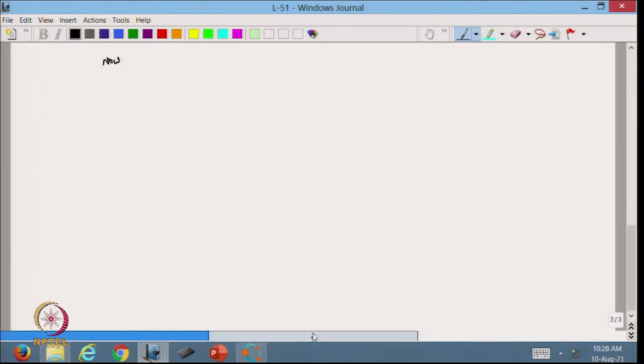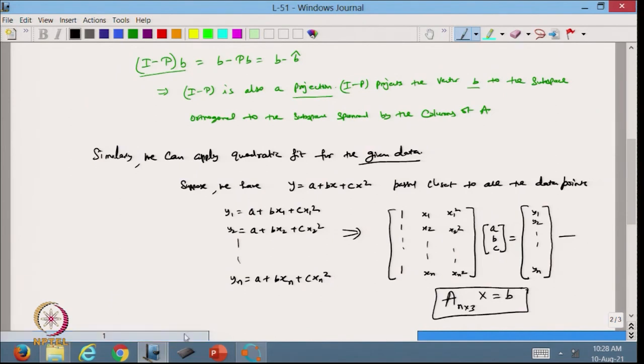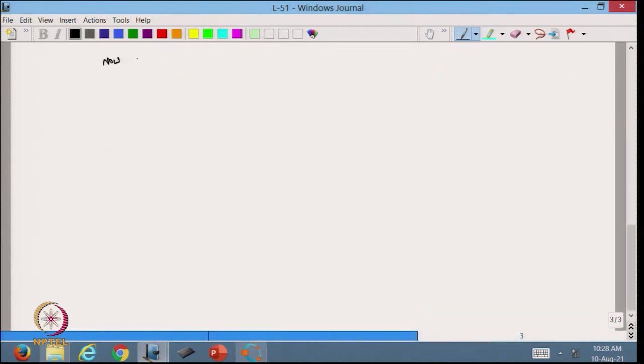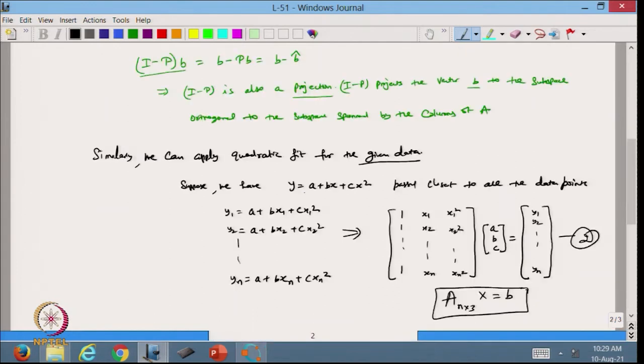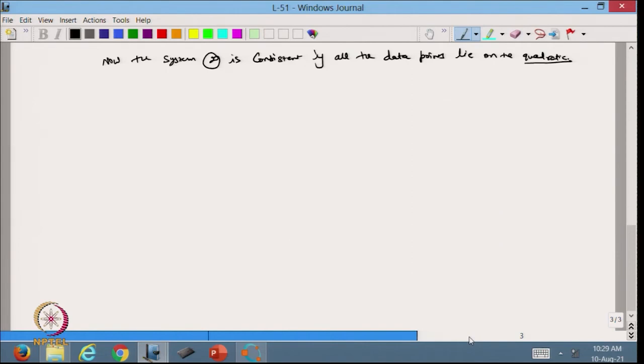Now, I know that this system, let me call it 2. Now, the system 2 is consistent if all the data points lie on the quadratic. So, if all the data points lie on this quadratic equation, then the system will be consistent and we get the unique solution.